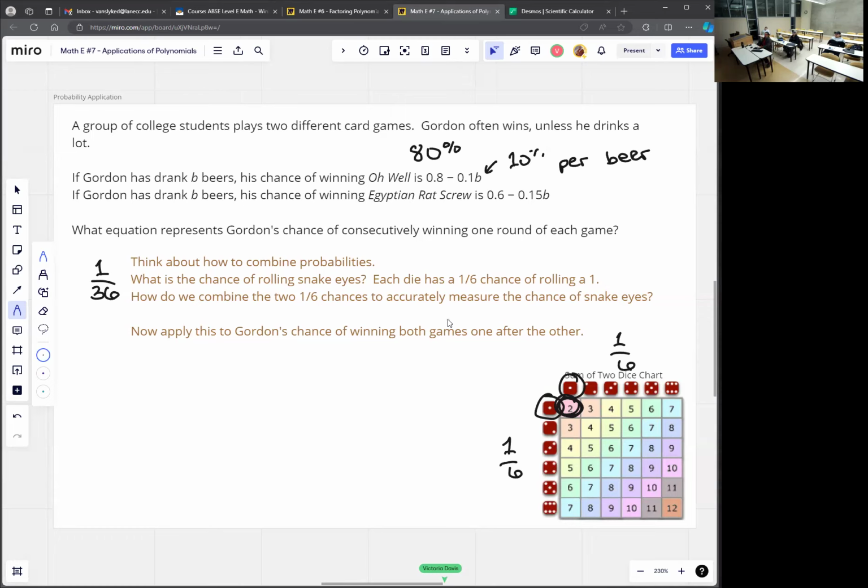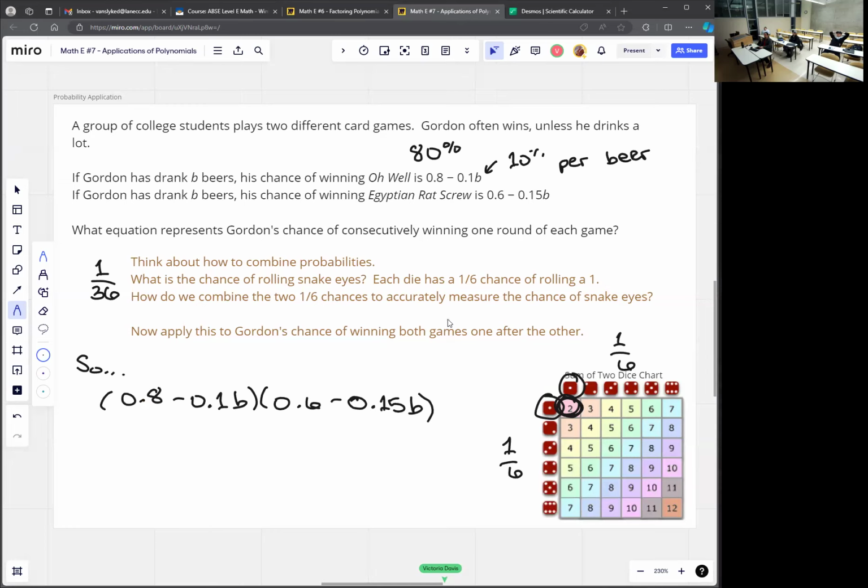So if the chance for one event is here and the chance for the other event is there, then we need to multiply them. So 0.8 minus 0.1b, times 0.6 minus 0.15b. You don't have to put zeros in front of decimal points, by the way. I'm doing that because I'm lecturing. Okay, let's do our FOIL.